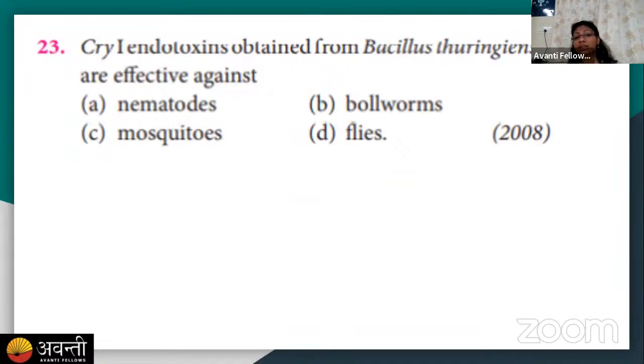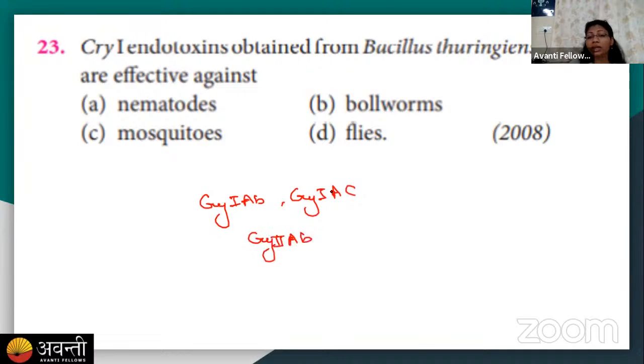It says Cry1 endotoxin obtained from the Bacillus thuringiensis are effective against. Here we are talking about the Cry1. We know there are three genes, Cry1Ab, Cry1Ac, and Cry2Ab, right? Out of which we are talking about the Cry1. So yes, very good. The option B is the correct answer. Yes, that is used against the cotton bollworm.